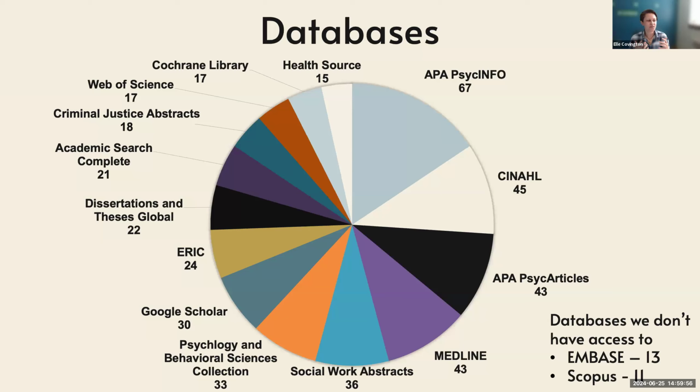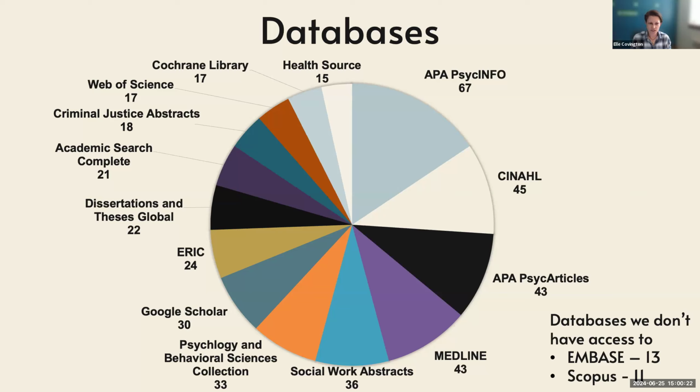And yes, we do have Google Scholar on the chart here. As you will see, 30 reviews listed Google Scholar specifically as a database. But we wanted to go ahead and put that here. This doesn't reflect that there were a number of reviews that actually used it for supplementary searching. And so that's not reflected here. These are specifically the ones that reported it as a database.